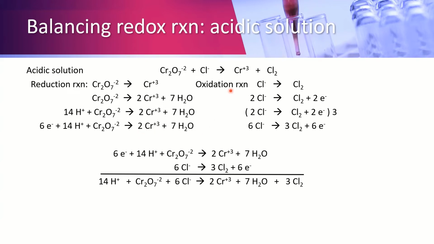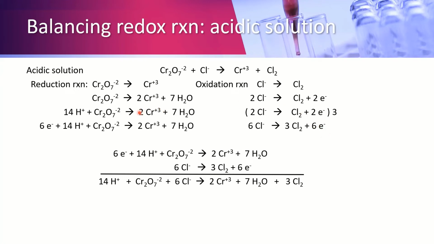Now for the oxidation reaction, it is chloride to produce chlorine gas. Now to balance chloride and chlorine, you add 2 here in chloride, so there are 2 chloride and 1 chlorine gas. To balance the charges, you need to add 2 electrons, so this is -2 and -2. Now to balance the number of electrons at the left and right, for the reduction or oxidation reaction, you have to multiply this by 3. So this becomes 6 chloride ions to produce 3 molecules of chlorine gas plus 6 electrons. Then you can cancel electrons.